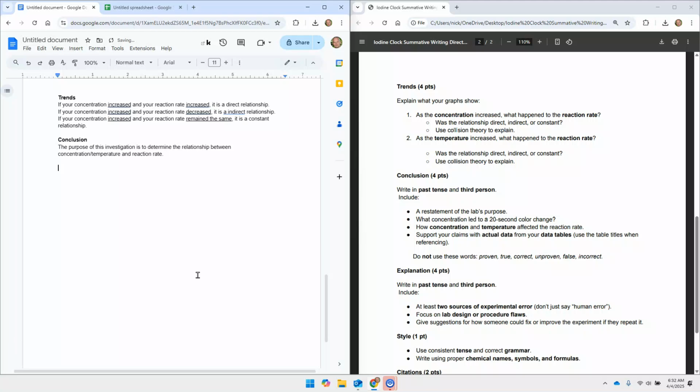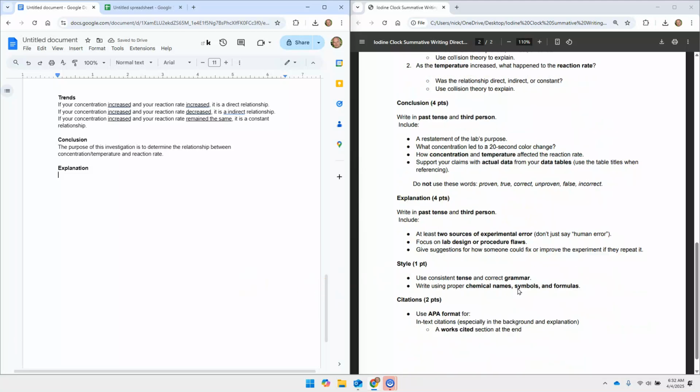All right, the final two sections are explanation and citations. So in the explanation section, we want to include at least 2 sources of experimental error. And here we don't want to say just human error. Depending on which class you were in, maybe you had different results depending on if you were using the starch that was made fresh early in the day or if it was made later in the day.